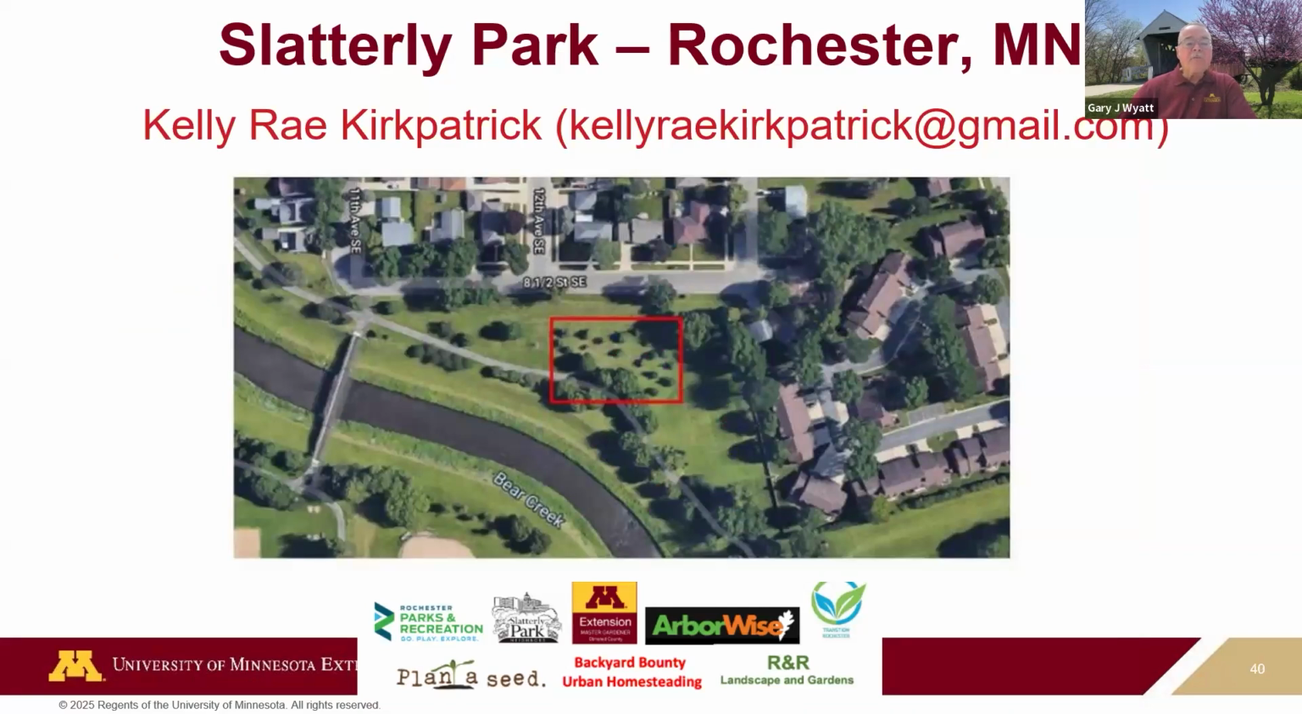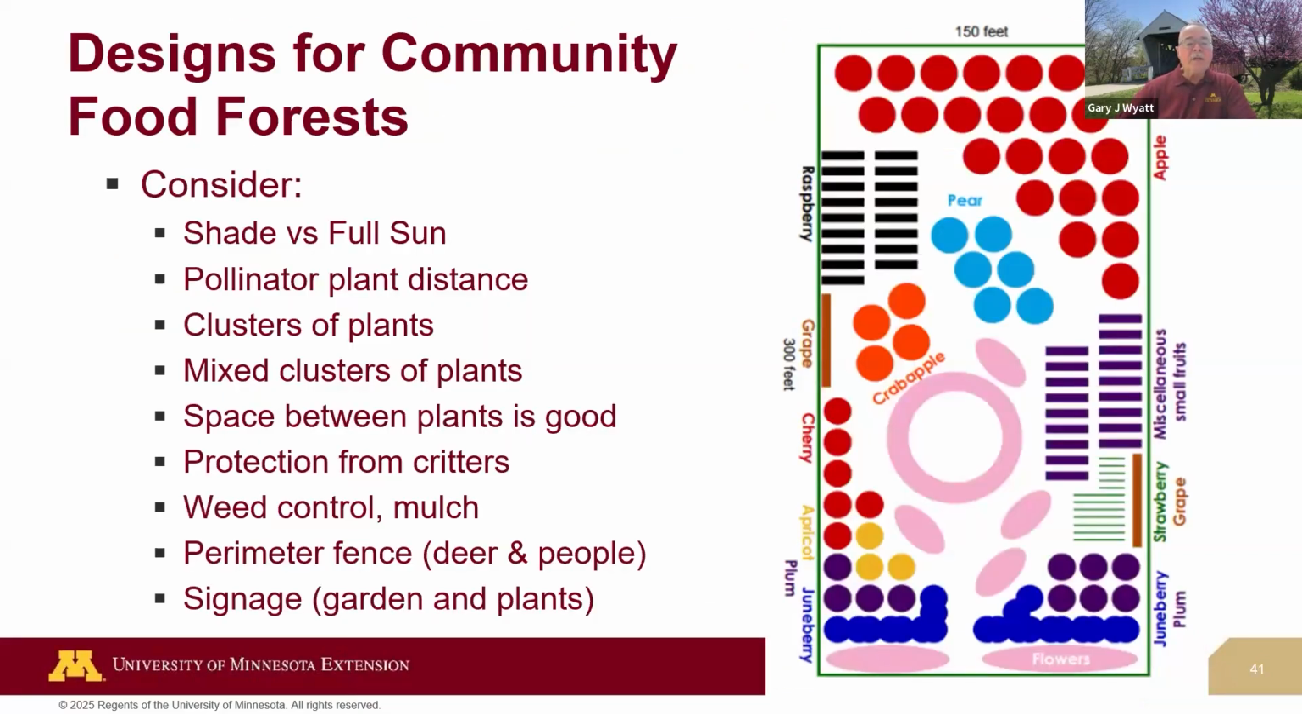I just had an email from Kelly from Rochester, and she's a master gardener down there that manages the Slattery Park in Rochester. Those in the box are apple trees. They just had a pruning session, I think, this winter, and then maybe a cleanup time just recently. This is a diagram from the North Dakota orchard publication. I'll show you that a little bit later in the presentation, but I thought it was really interesting, and basically how to design maybe a community food forest. Certainly you need to consider shade and full sun, because most of these plants might require full sun. There are some that may be shade tolerant, so you need to be aware of that.